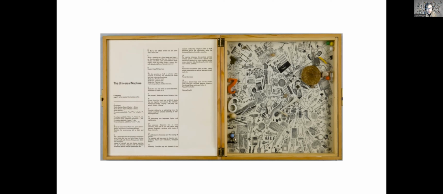Now, Fluxus was a loose group of artists. It was international in scope, and they also responded to this idea that Cage set in motion. And they were very interested in the idea of taking artists out of art production.